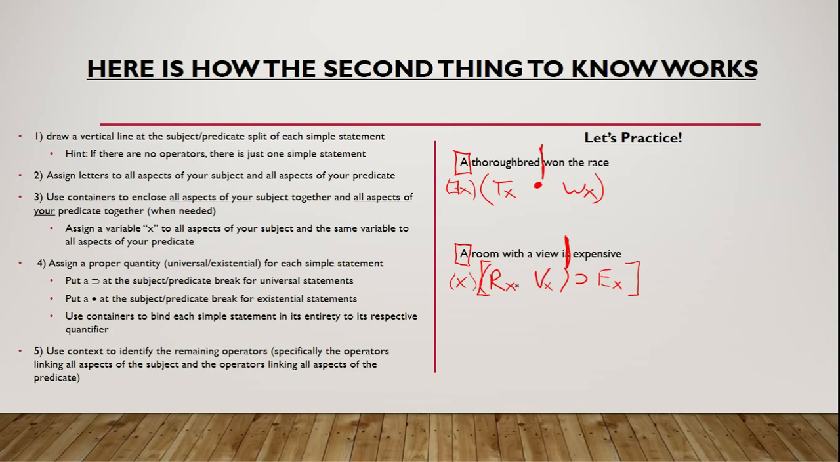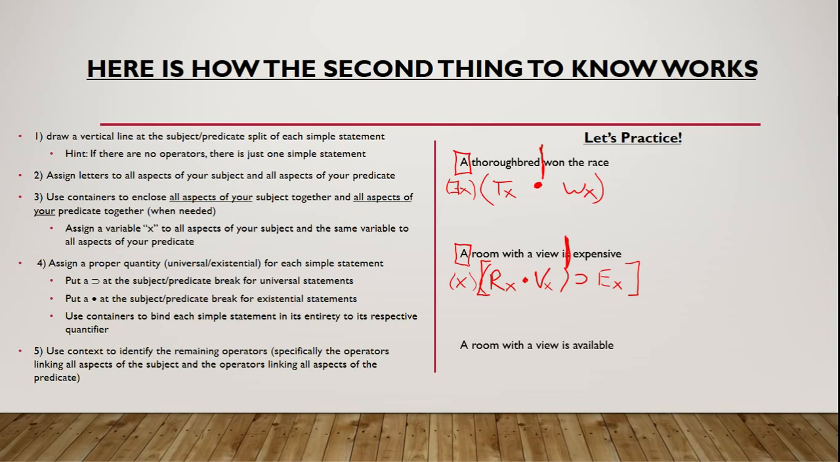We need to deal with this room with a view part. So it's not a room or it has a view, it's a room and it has a view. So we're going to use a dot operator there. So a room with a view is expensive. We would say for every x, if x is a room and x has a view, then x is expensive. All right, next one.